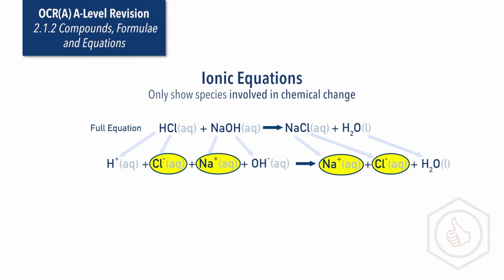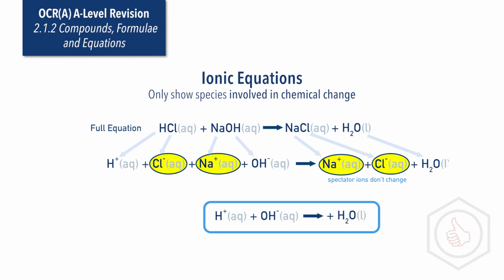We call these spectator ions, and we can remove them from the ionic equation, meaning we are left with just H+ plus OH- going to form H2O. This would be an example of a net ionic equation. We also see this in precipitation reactions.